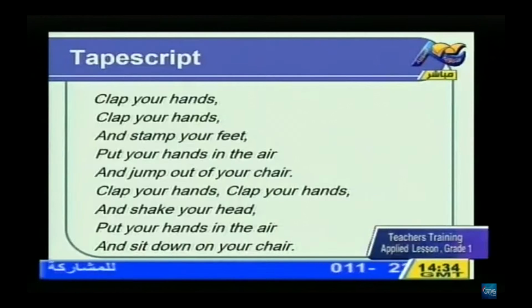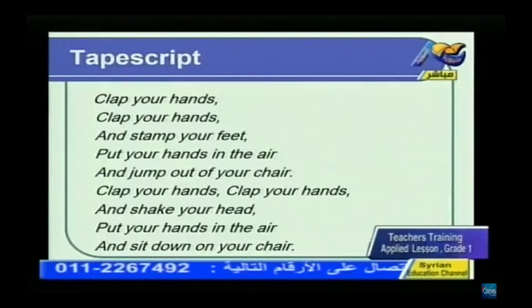Put your hands in the air and jump out of your chair. Clap your hands, and shake your head. Put your hands in the air and sit down on your chair.